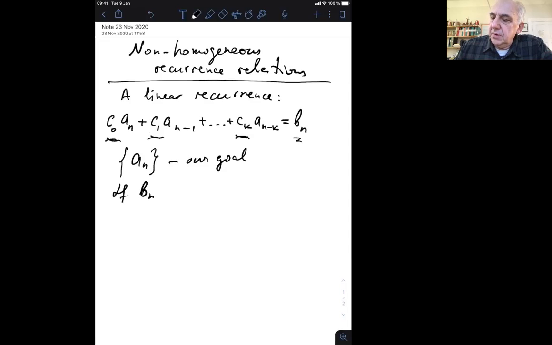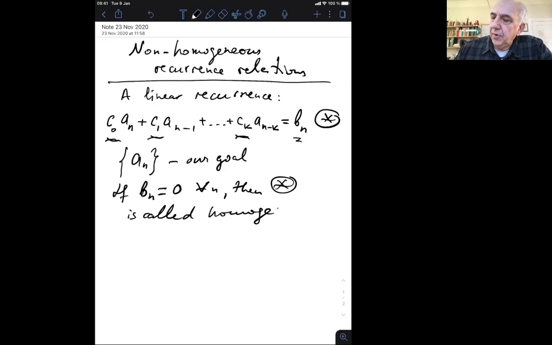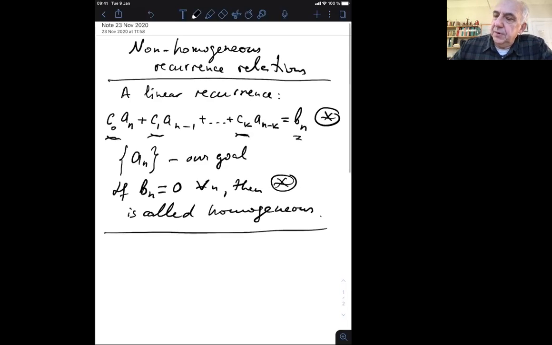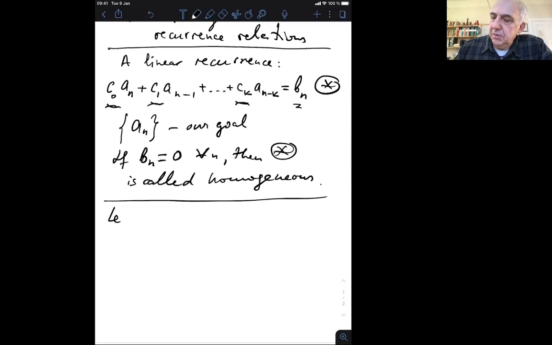So if b_n is 0 for all n, then our linear recurrence, let me put an asterisk, is called homogeneous. And if not, we'll call it non-homogeneous. So last time we had the following lemma, which would be our starting point here.